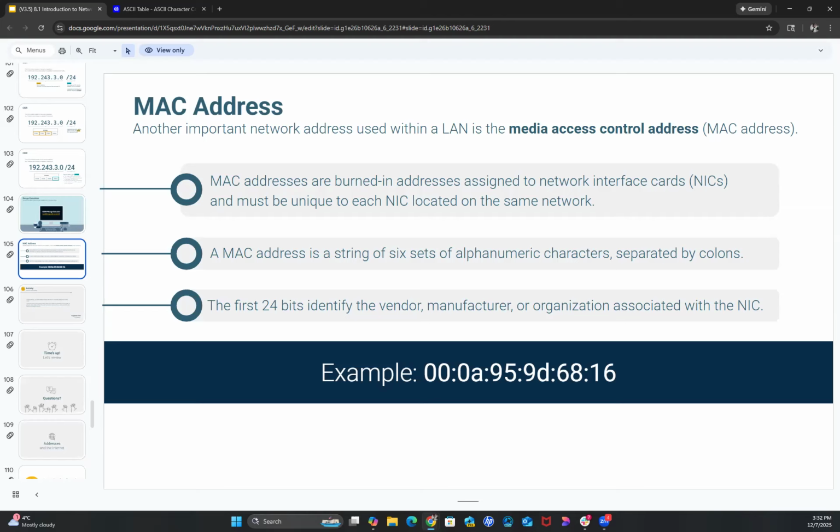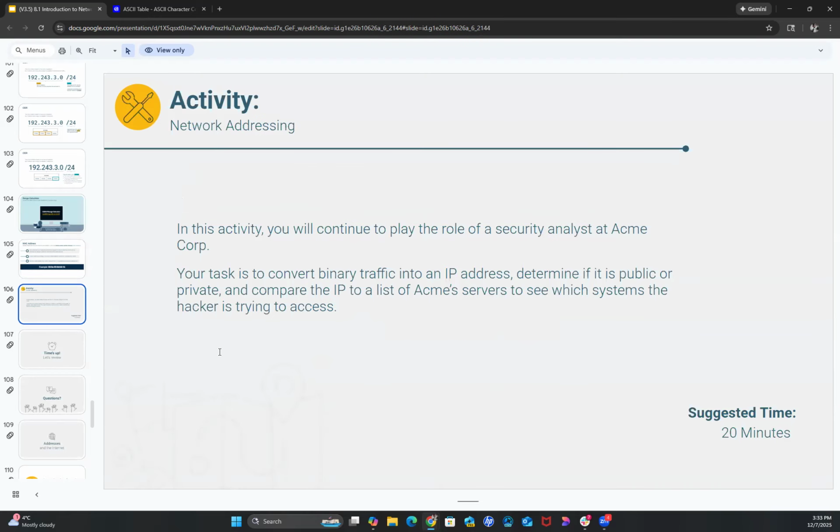So the first 24 bits, the first six characters, show who the vendor, the manufacturer, or the organization associated with the NIC card is. Companies like Apple, Cisco, and Microsoft all have their own OUI number assigned to them that identifies their devices on the network. So all network cards have this special NIC address. Then you can understand this is Cisco, this is Apple, this is Microsoft, this is Dell. Everything is different.